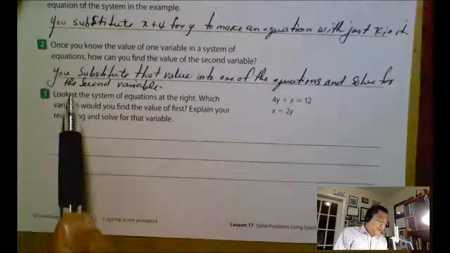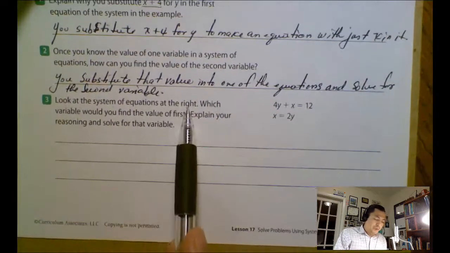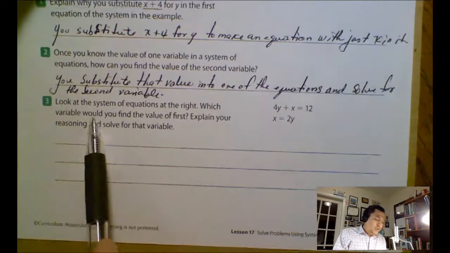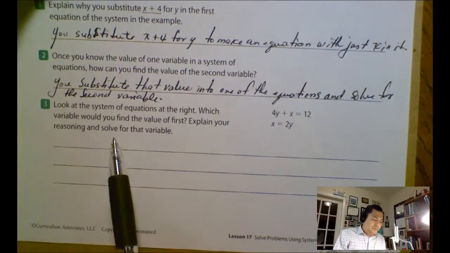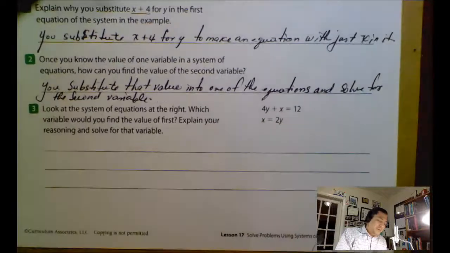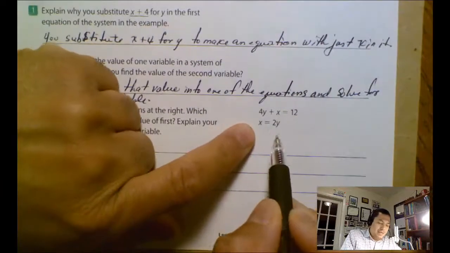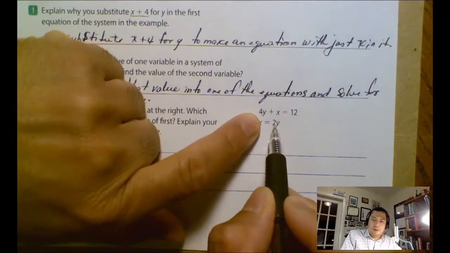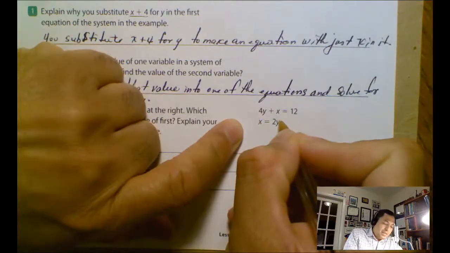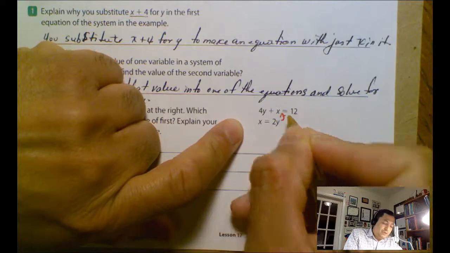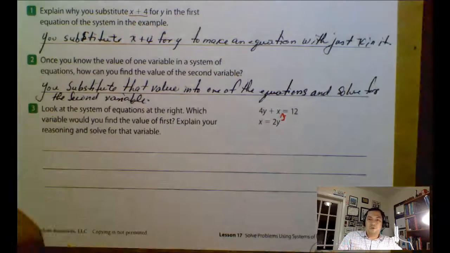Now here, look at the system of equations at the right. Which variable would you find the value of first? Explain your reasoning and solve for that variable. So I see that x is equal to 2y. So it's inviting me to make that substitution in the first equation. So I'm going to find the value of y first.